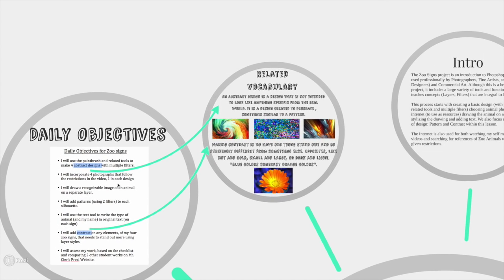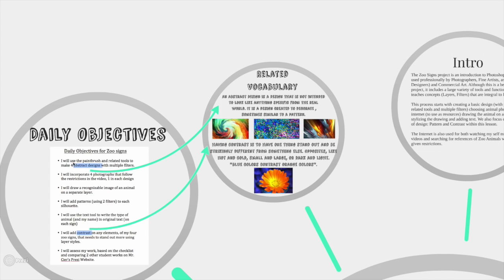You could see the words that are needed, the words that you might not know, are highlighted in blue, and they lead to the related vocabulary. So when you're reading your daily objectives, which you have to do every day before you get started, it's going to allow you to understand what some words that you might not have known mean.